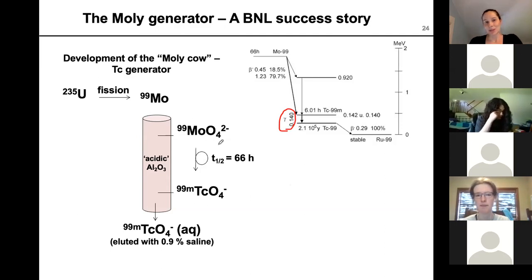Again, that is because people could make the molybdenum-99 and immobilize it on an acidic alumina column as molybdenum, this molybdate species that's doubly negatively charged. As it decays to the technetium or pertechnetate species, the charge goes down to mononegative, which allows us to selectively elute the pertechnetate with a 0.9% saline solution. This 0.9% saline solution is extra convenient because now you have your technetium source in an already biocompatible solution that is really easy to do chemistry with.